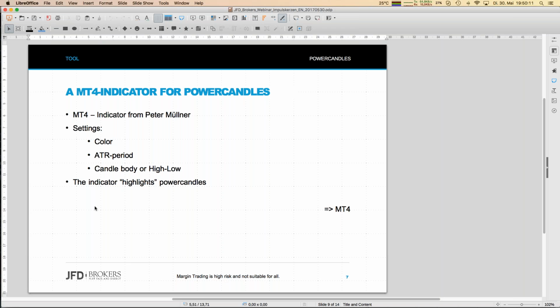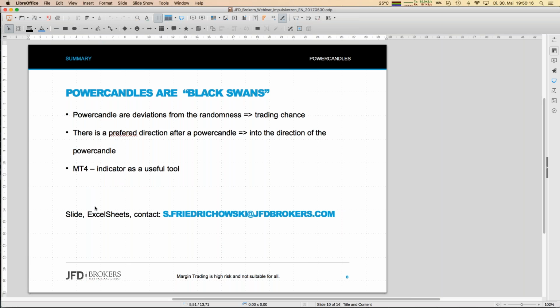Let's go back to the slides, but as you might imagine, we come now already to the end. So what we have learned today, lessons learned, power candles. Power candles are the black swans of trading. And that's not a marketing gag or something just to name it that way. Everything is meant real, meant serious. And we can prove it via statistics, just looking back, in this case, at 10 years of price data.